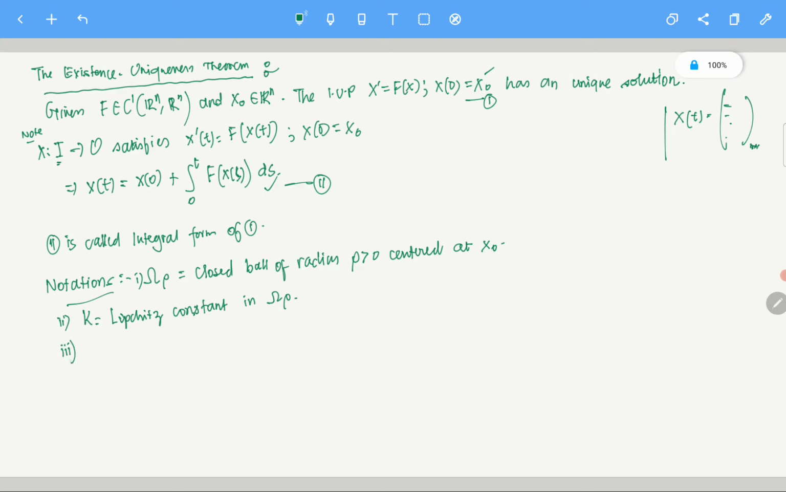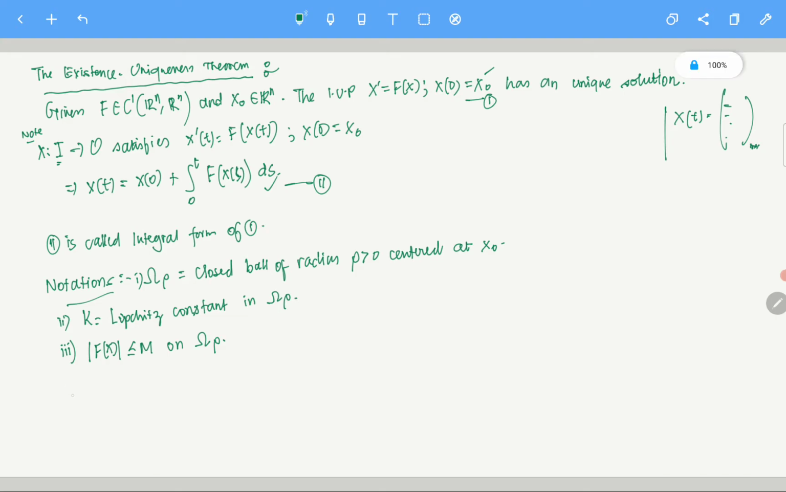Okay, number 3 is what I want: a bound on f of x that will be given by m. Where is this bound? On omega rho. Omega rho is a closed set. f is a continuous function, of course this is a C1 function. So there is a bound in there.